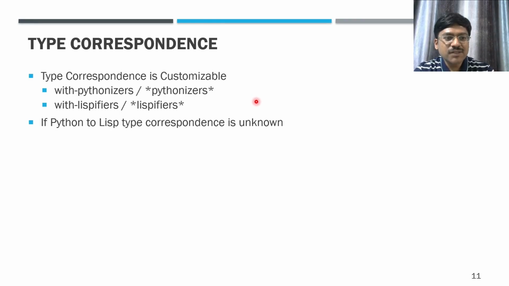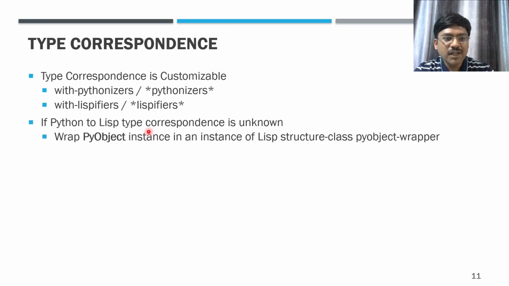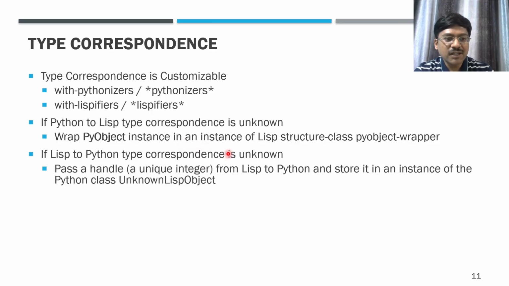In addition to these, if the Python to Lisp type correspondence is unknown, then we wrap the Python object instance in an instance of the Lisp structure class PyObject wrapper. And if the Lisp to Python type correspondence is unknown, then we simply pass a unique integer handle from Lisp to Python. We store this integer handle in an instance of the Python class unknown Lisp object.